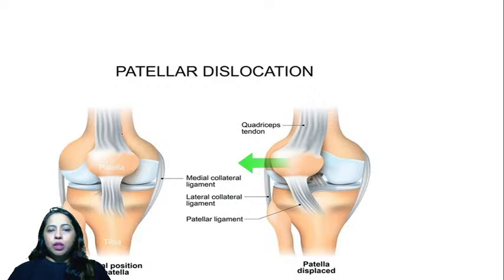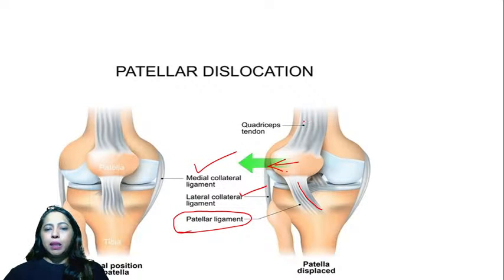So this is how it looks. You can see that the patella is moving laterally. There are collateral ligaments on either side, a medial collateral ligament and a lateral collateral ligament. And there is also this patellar ligament. Okay. So now you can see the tendon, how it gets inserted onto the patella.